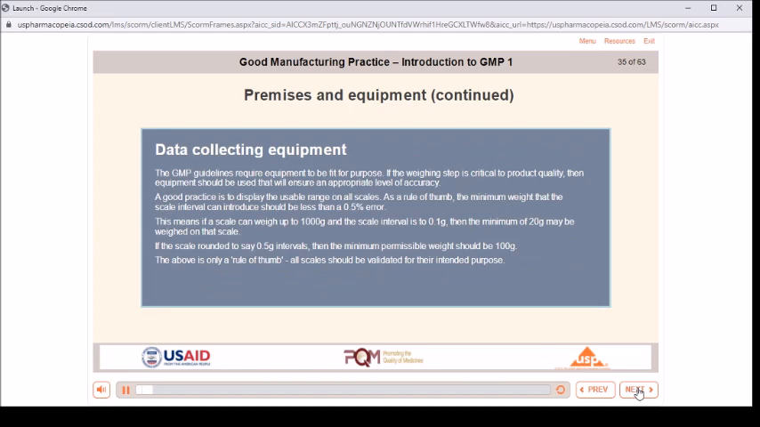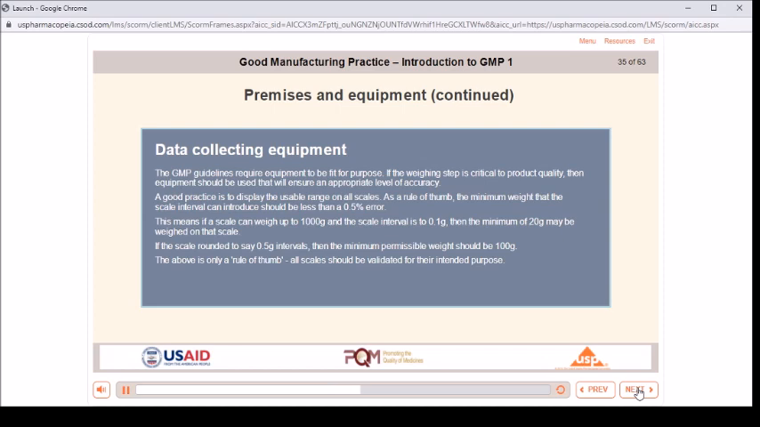Premises and equipment, continued. Data collecting equipment. The GMP guidelines require equipment to be fit for purpose. If the weighing step is critical to product quality, then equipment should be used that will ensure an appropriate level of accuracy. A good practice is to display the usable range on all scales. As a rule of thumb, the minimum weight that the scale interval can introduce should be less than a 0.5% error.